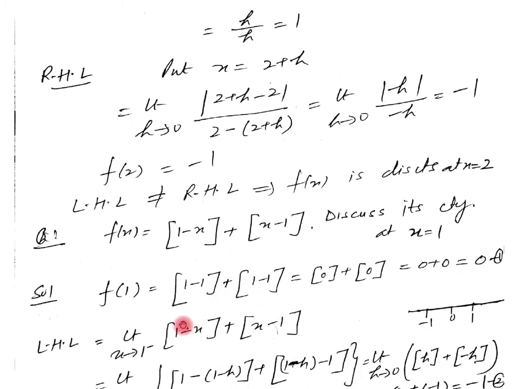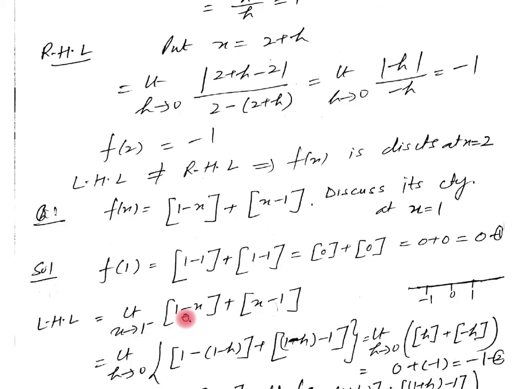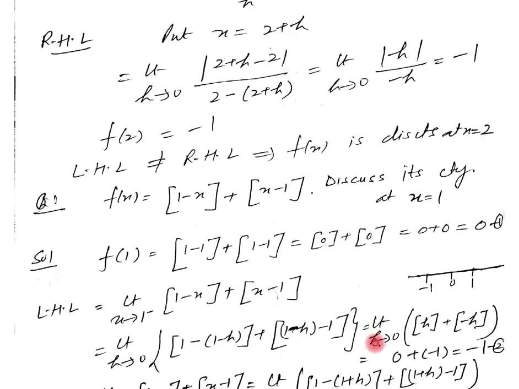Now we find out the left hand limit. Limit x tends to 1 minus greatest integer of 1 minus x plus greatest integer of x minus 1. To find out the left hand limit, we have to put x equal to 1 minus h. Putting x equal to 1 minus h in both and simplifying here, we are getting limit h tends to 0, greatest integer of h plus greatest integer of minus h.